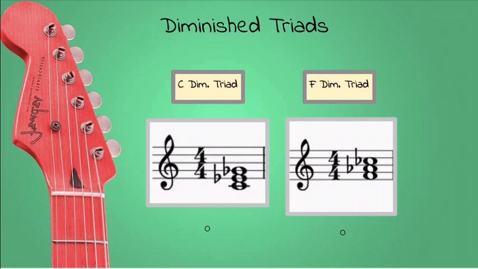Diminished means made smaller. If you take a minor triad and lower the fifth scale degree 1/2 step, you just made a diminished triad. The symbol for a diminished triad is a little circle. A diminished triad is also a minor third on top of a minor third.